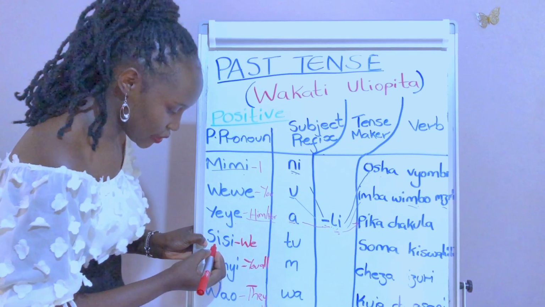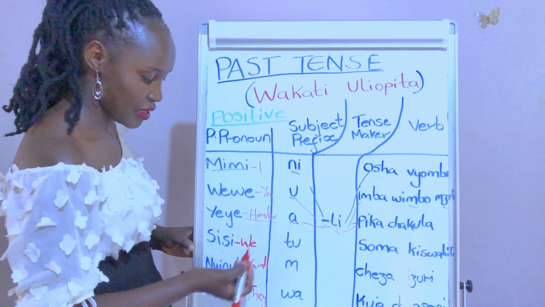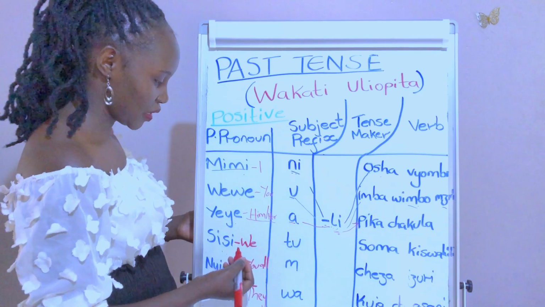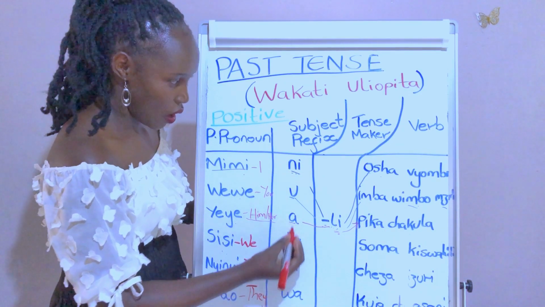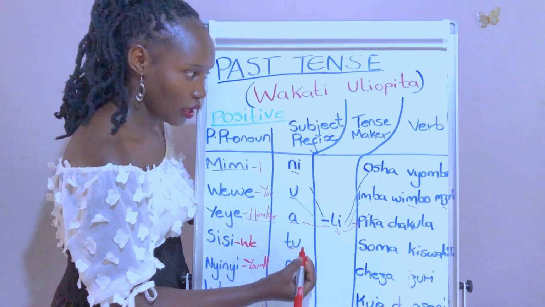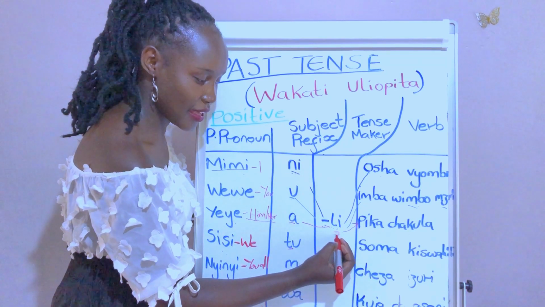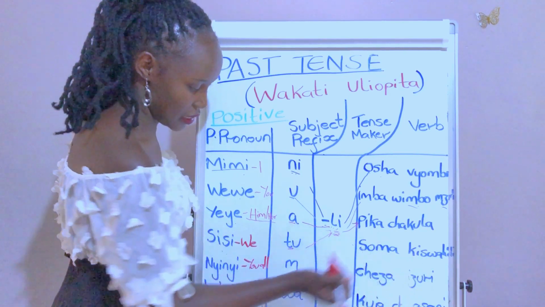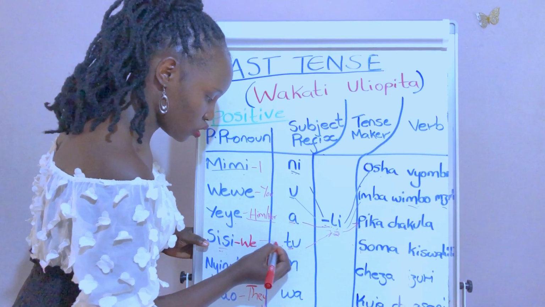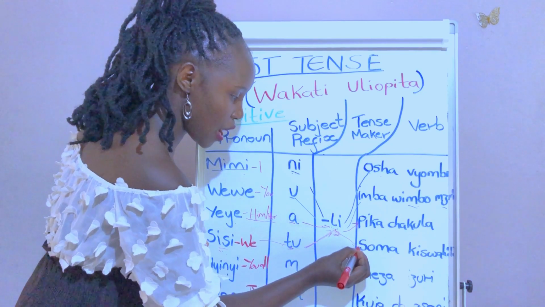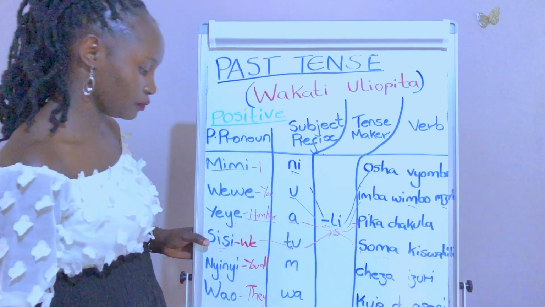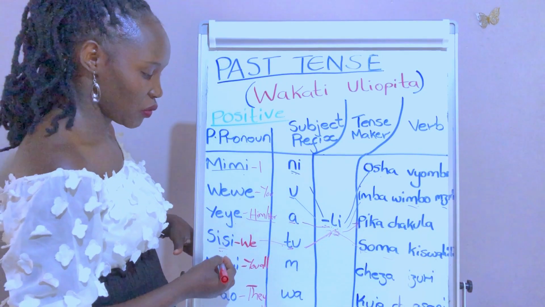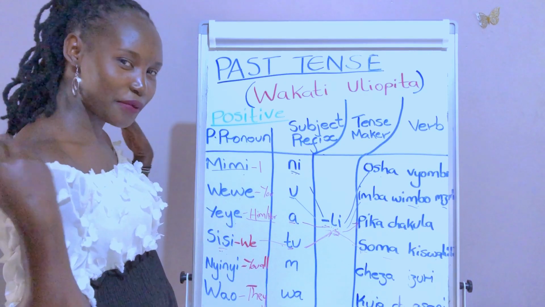And then to our fourth sentence, sisi, which means we. Our subject prefix is tu, and then tense marker li, soma Kiswahili. Sisi tulisoma Kiswahili. We learned Swahili some time back.